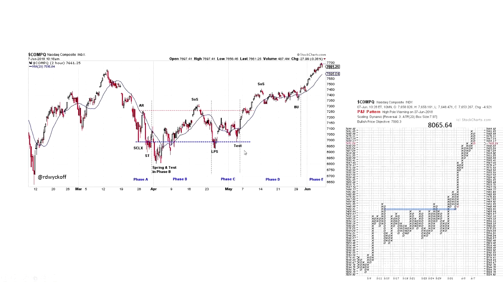Hey, can I ask a question there on that LPS? At the moment, toward the end of April, do you know that that's the LPS at that time, or do you have to see that bounce back first? We're attempting to identify that LPS in that moment.